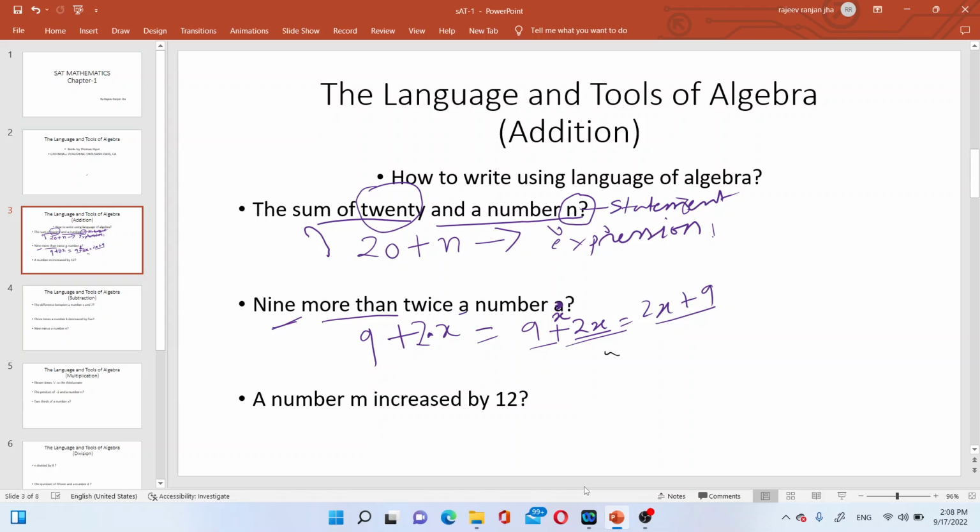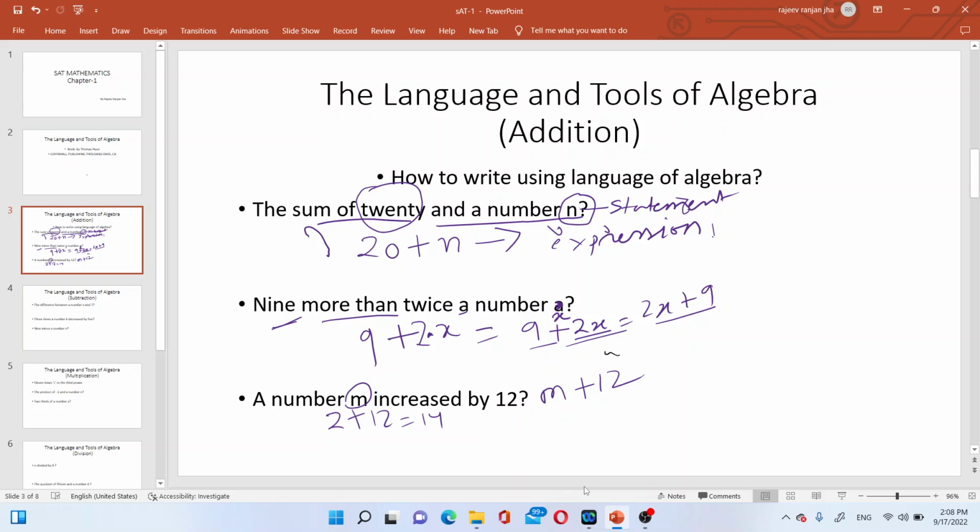Same. So this is the way of representing the number in the form of algebraic expression for the statement given above. The next one: a number m, that is the unknown number, is increased by 12. So how do you increase any number? Suppose you have to increase the number 2 by 12. So you just add 2 plus 12. So you get 14. Here you don't know what it is. You know it is m, and unknown. So it is nothing but m plus 12.